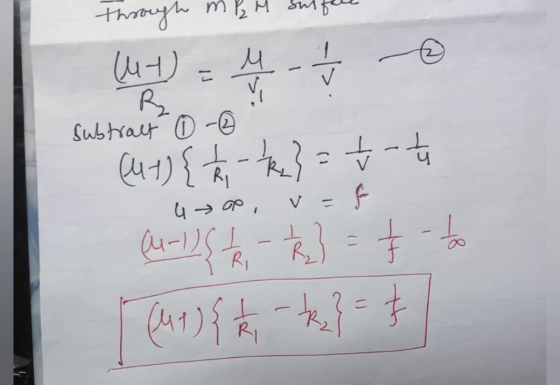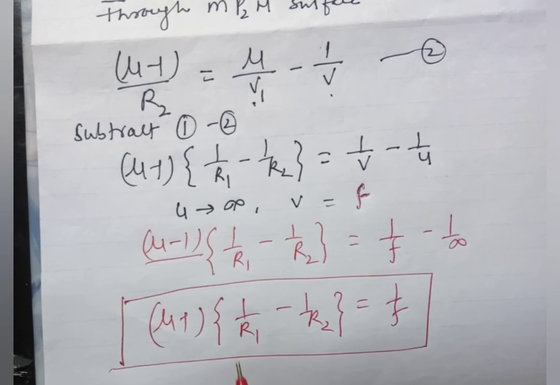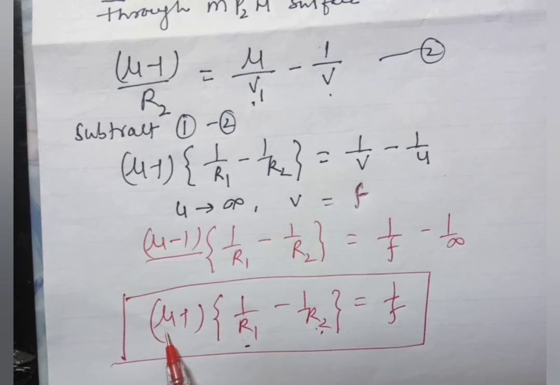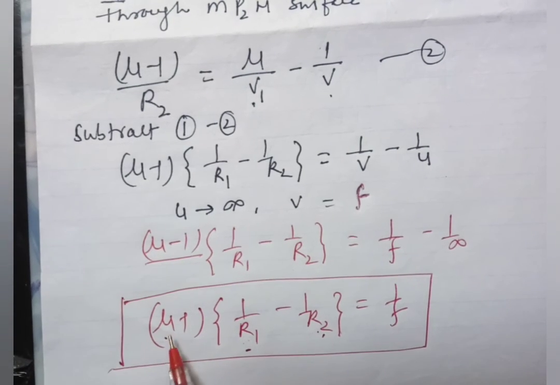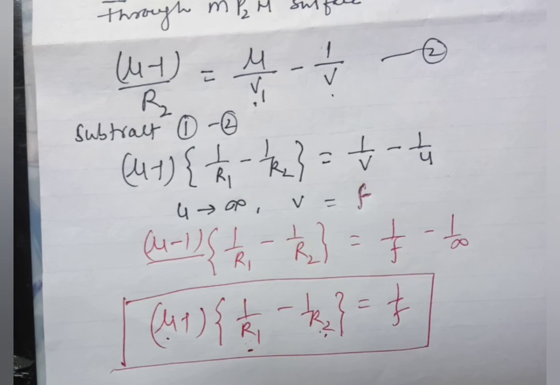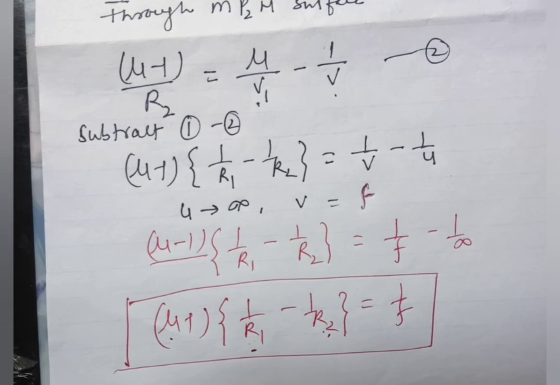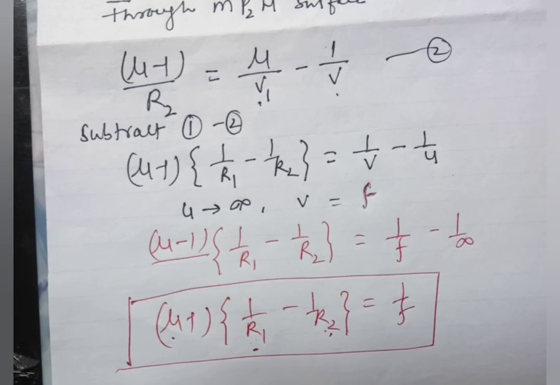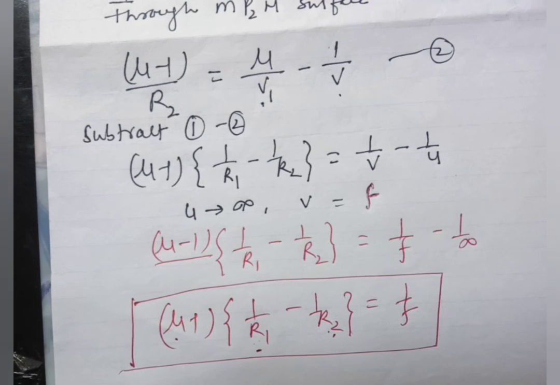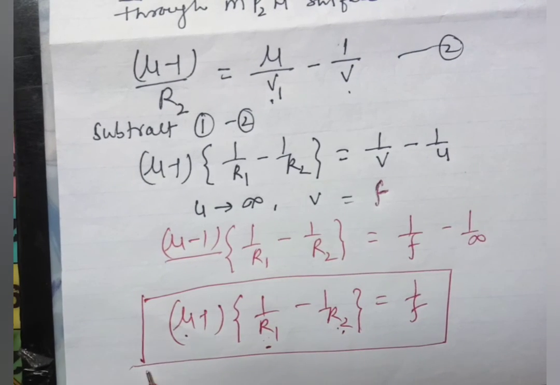So the focal length of a lens depends on the radius of curvature of the two faces and the refractive index of the medium, and the refractive index of the material of the lens, because it is a relative quantity. So we can say the focal length of a lens depends on the refractive index of the material of the lens, second the refractive index of the medium, third the radius of curvature of the two faces of the lens, and the color of light. This is our important result.